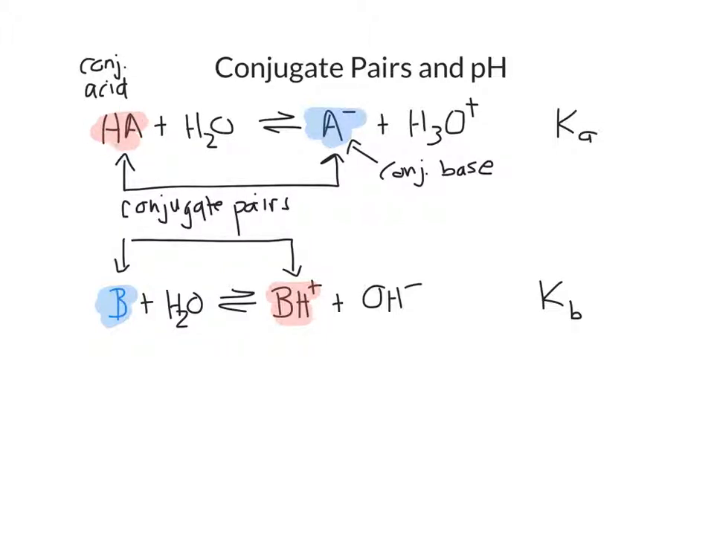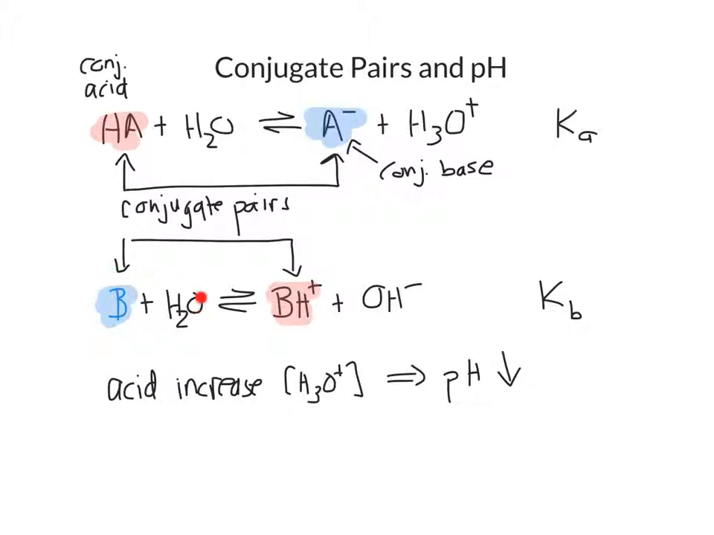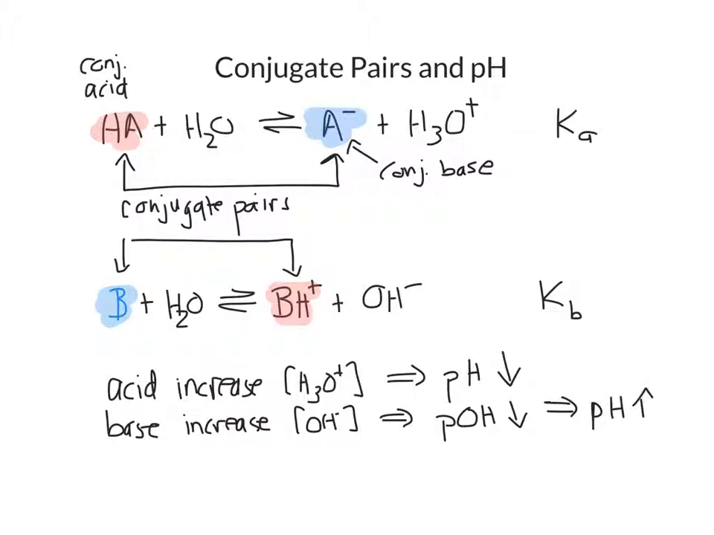Notice that when we put an acid into water, we form H3O+. And so an acid will increase the concentration of H3O+. When the H3O+ concentration increases, the pH will decrease. And so an acid will tend to decrease the pH of a solution. Conversely, when we put a base into water, it produces OH-. And so putting a base in water will increase the OH- concentration, and therefore the pOH will decrease. Note that when the pOH decreases, that means that the pH will increase. And so a base tends to increase the pH of a solution.